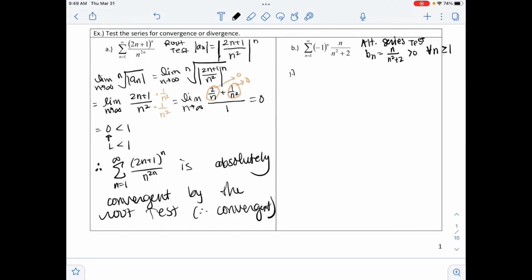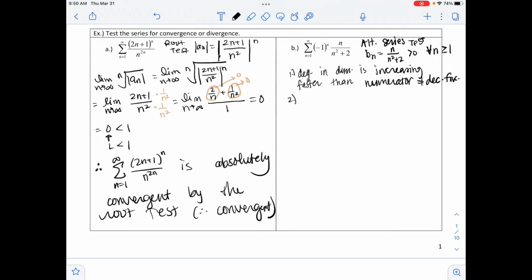A couple things to note is, one, you could take the derivative of this using the quotient rule to show that it is decreasing. Another thing to note is that the degree in the denominator is increasing quicker or faster than the numerator. So therefore we can say that this is a decreasing function. So our terms are decreasing.